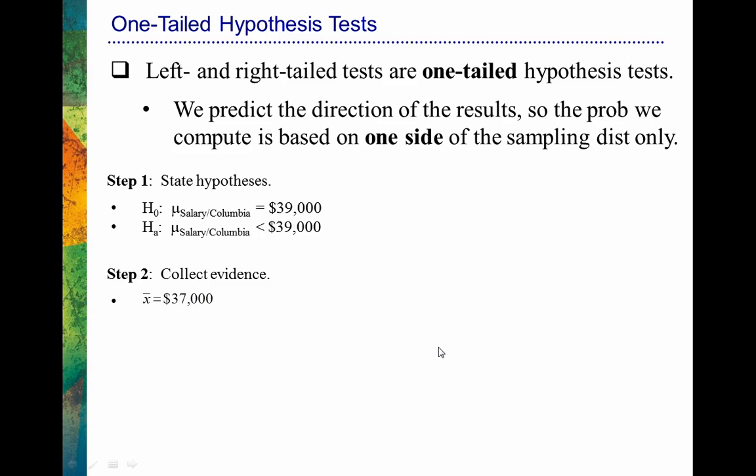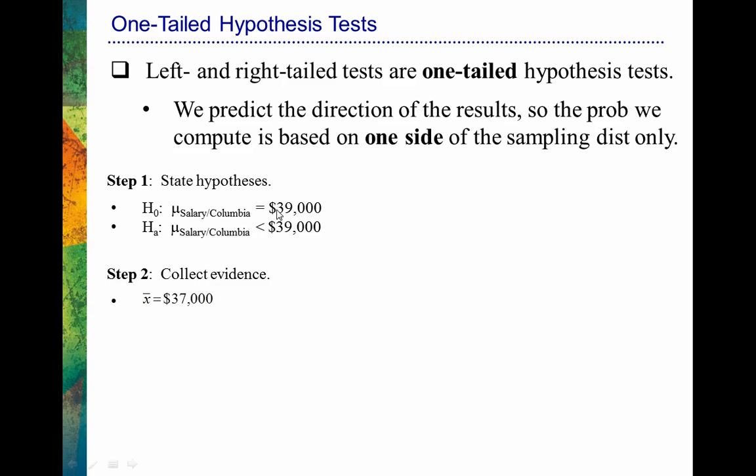We learned that left and right-tailed tests are known as one-tailed hypothesis tests. The thing that makes them unique is that researchers typically in those cases have very clear predictions for the directions of the results. So the probability that we compute is only on one side of that sampling distribution because the researchers are predicting that the results can only go in one direction.